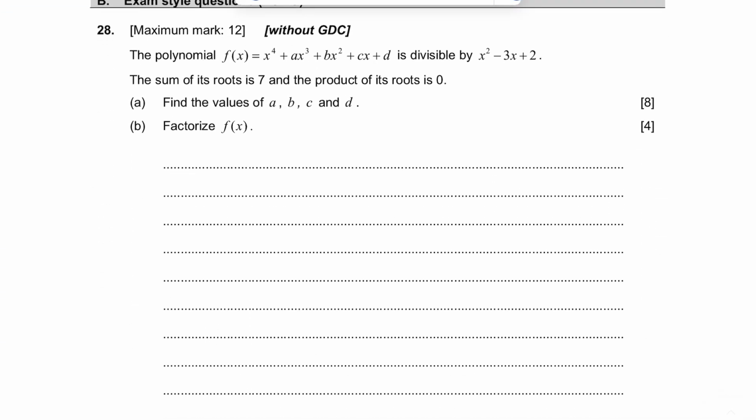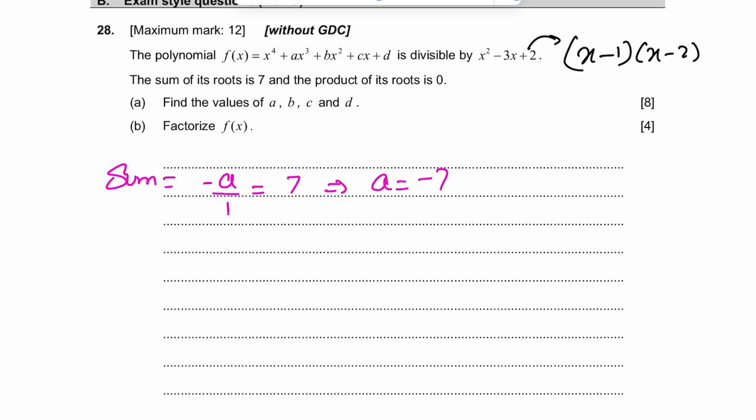Question number 28. The polynomial is divisible by x square minus 3x plus 2. Sum of the roots is 7 and the product of the roots is 0. Find the values of a, b, c, d. So this is x minus 1 times x minus 2. Sum of the roots is minus a upon 1, which equals 7. It implies a equals negative 7. Product of the roots. Now it is an even number, so the constant divided by a. So d divided by 1 equals 0. So it implies d equals 0.